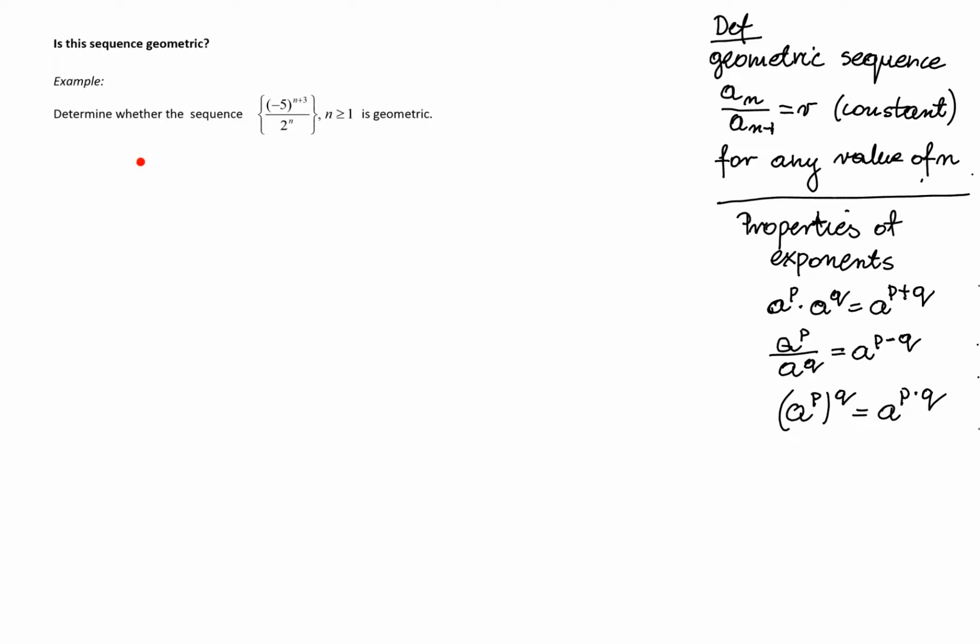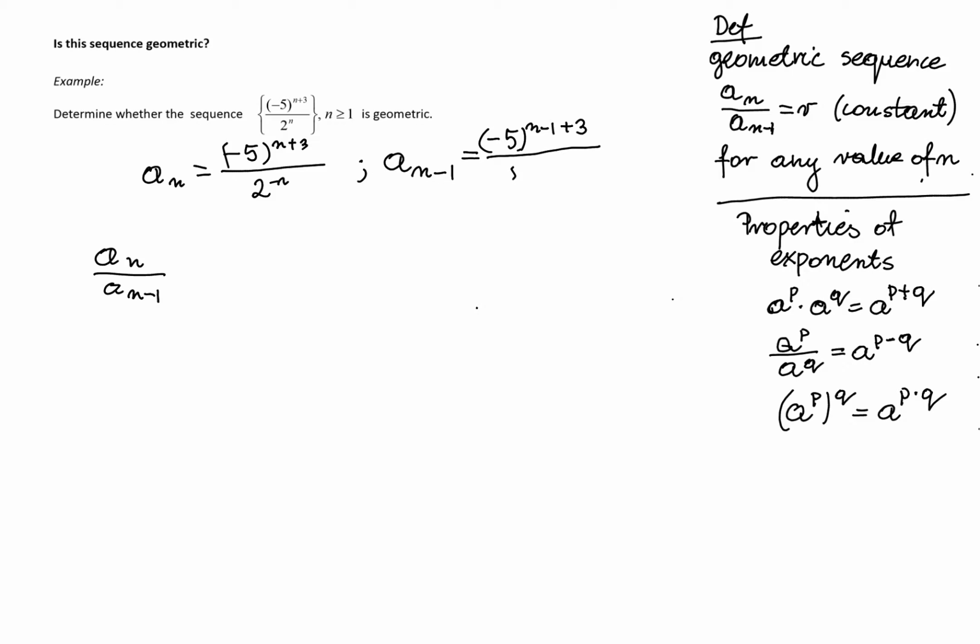So in our example, we have a sequence with the general term a sub n equal negative 5 to the power n plus 3 over 2 to the power n. If we want to look at the ratio a sub n to a sub n minus 1, I will have to find first the formula for the term a with the index n minus 1. It means that I will use the formula for a sub n and replace every n in that formula with n minus 1. So we have n minus 1, then we add to that 3, and we divide by 2, and instead of n, we'll enter n minus 1.